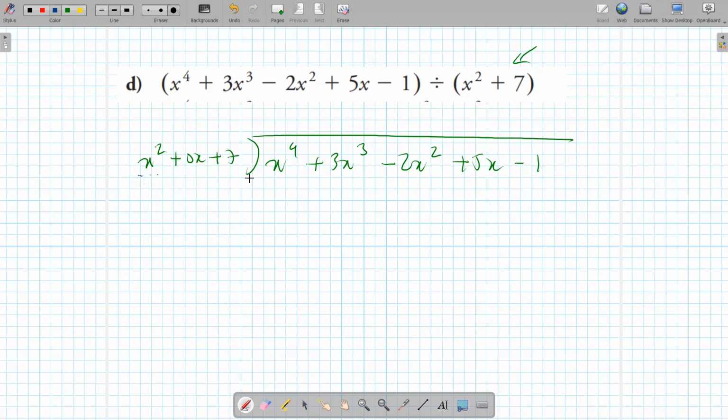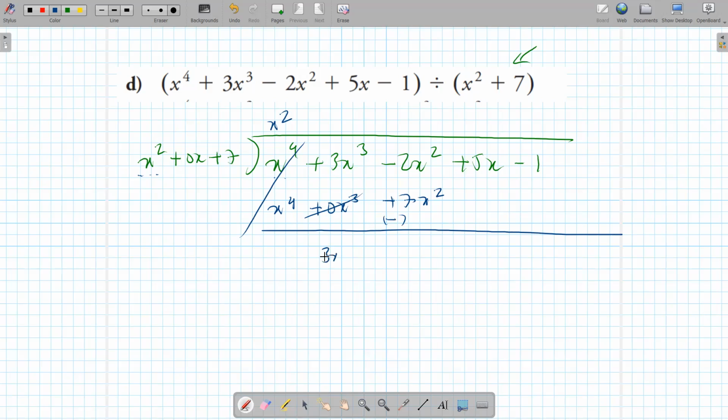How many times does x squared go into x⁴? x squared. Yeah, x squared. So x squared times x squared is x⁴. x squared times 0 is just plus 0x cubed. x squared times 7 is plus 7x squared. Then you flip the signs. Well, 0x cubed, you can just ignore it. Then this becomes minus. So 3x cubed minus 0x cubed is just 3x cubed. Negative 2x squared minus 7x squared is negative 9x squared. We cancel something out, we're allowed to bring the next guy down.